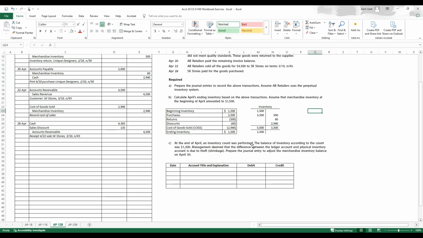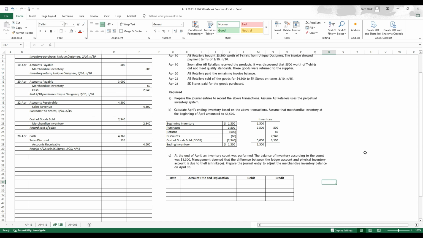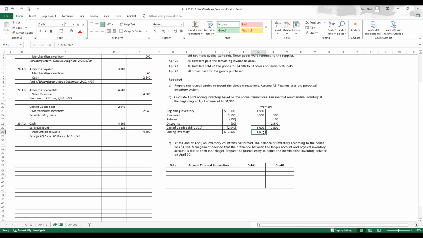At the end of April, an inventory count was performed, and the balance of inventory according to the count was 1,300. We thought it was supposed to be 1,500, right, from what we just did, but we actually counted physically and see, wait, there's only $1,300 worth of inventory. And we deem that the difference is due to theft. Some employee or someone walked in off the street and stole some of that inventory. So we need to make a journal entry to adjust the inventory balance, because we don't want to show 1,500 if you actually go out there and count and there's only 1,300, right? So we need to figure out what to do with that difference of $200.